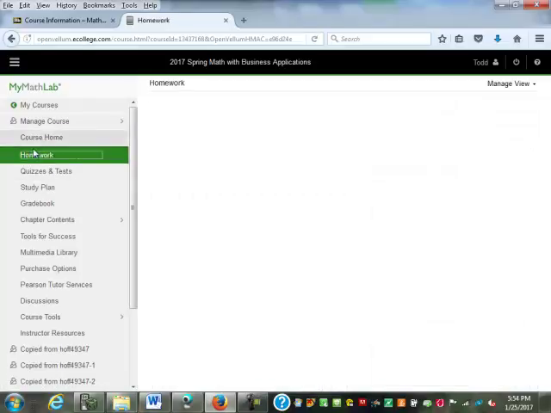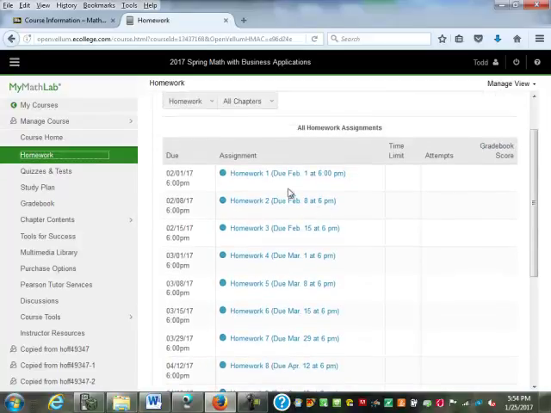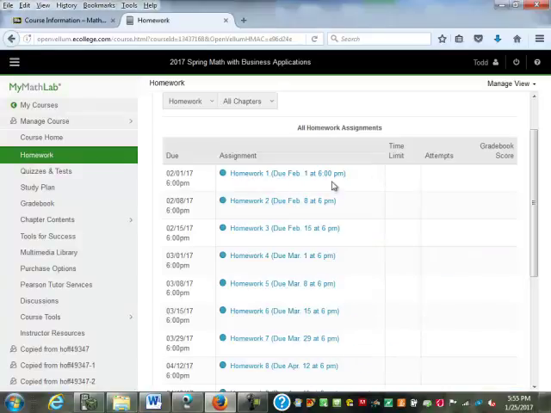If you just click on homework over on the left side here, it'll give you a list of just the homework assignments. You'll notice right in the title for the homework assignments is the due date. So homework 1 is due February 1st. So that is next week already. It's due at 6 p.m. So basically at the start of class. Then there's a homework every week except for on weeks that we have tests.